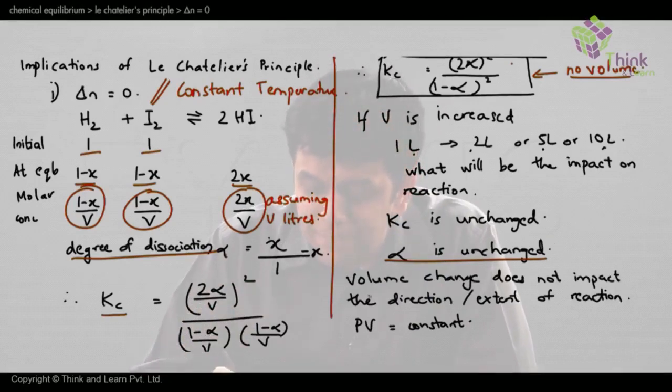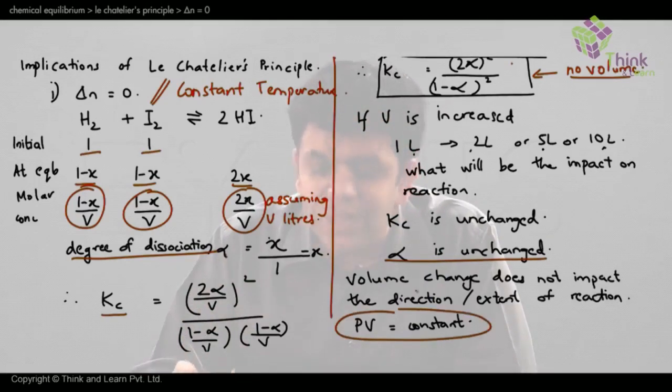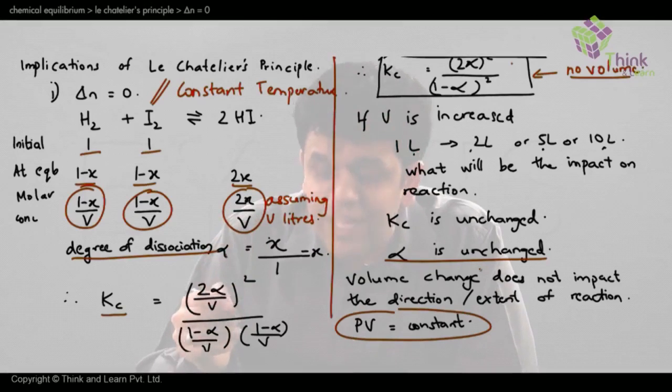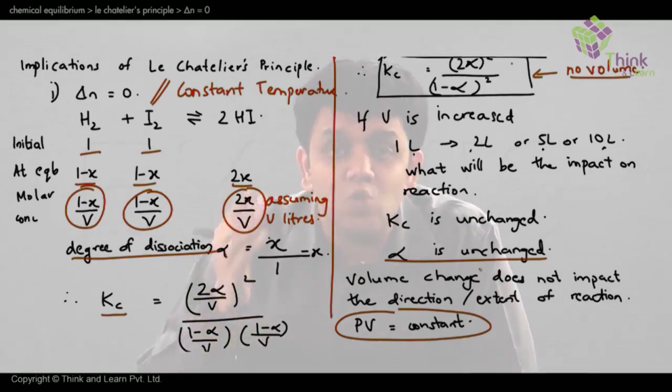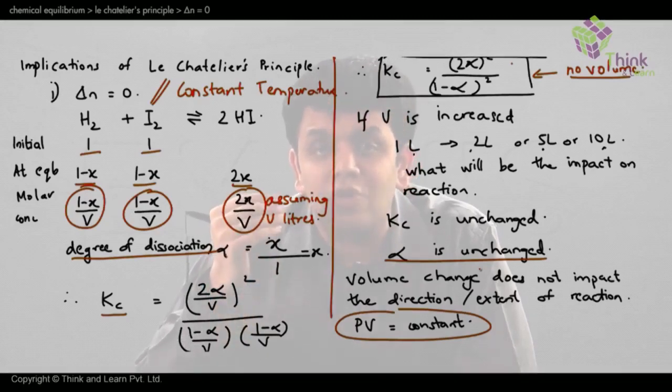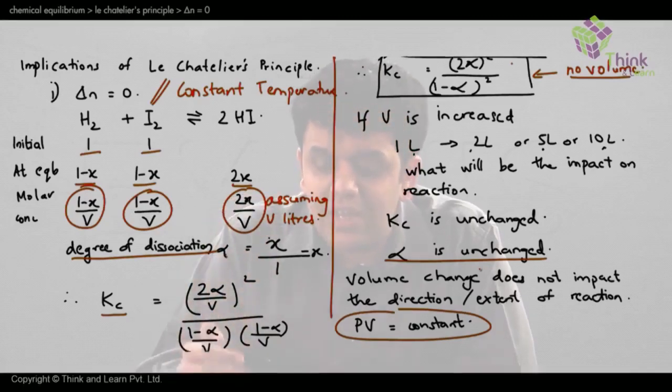Now, similarly, PV is equal to nRT, and that is considered to be constant because temperature is constant in this case. We can safely assume that even if pressure changes in these reactions, even then there is no impact on the extent of the reaction, because delta N is equal to 0 and there is no presence of volume term in the Kc. Let us look at the case where delta N is less than 0.